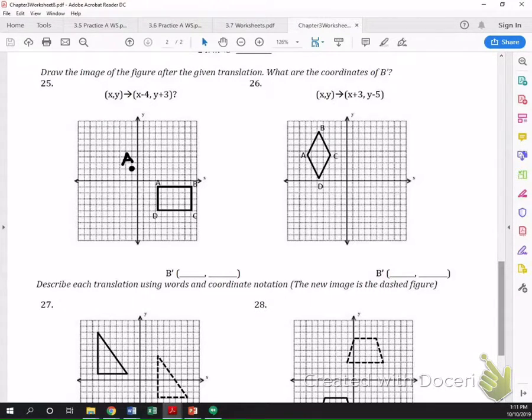Go to B. Go left 4. Go up 3. 1, 2, 3, 4. 1, 2, 3. Put a point. Uh-oh. What should I be putting after these A's and B's? Yeah, these are primes because they're new.